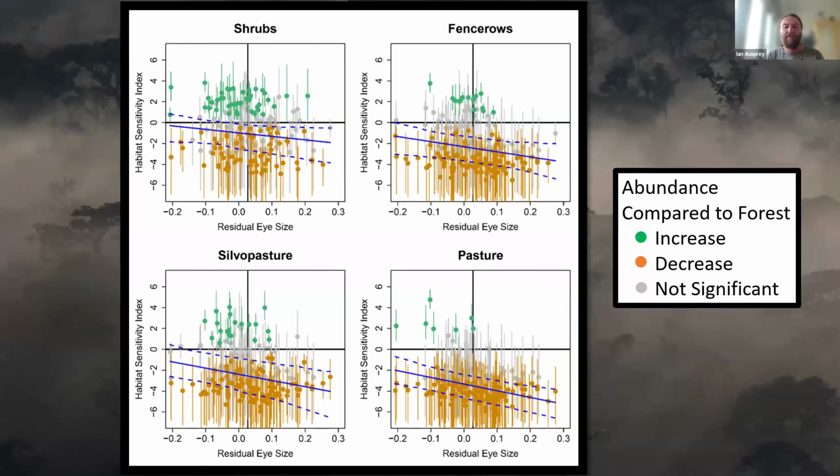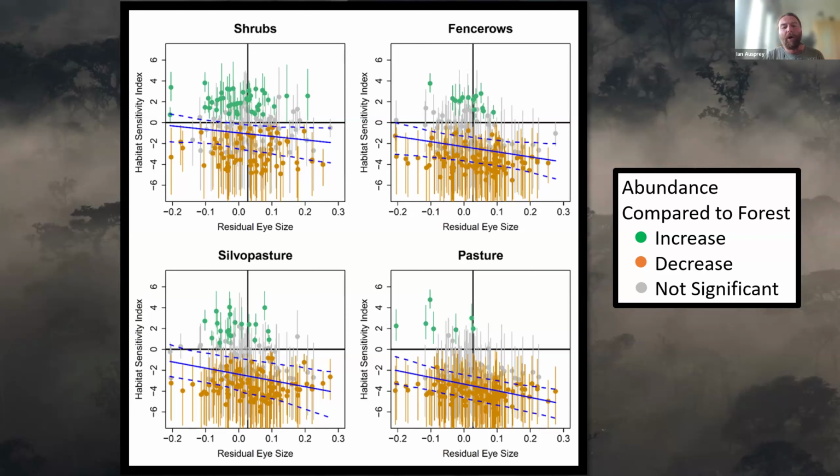And I found this really nice pattern where basically a lot of the species that are declining in abundance or disappearing from these very disturbed landscapes tend to have larger eyes. And you see this pattern where species with larger eyes tend to be declining in abundance compared to their abundance in forests. And we really hypothesized this had a lot to do with their adaptations to light microenvironments. So these species living in these very dark environments are basically maladapted to really bright disturbed landscapes.